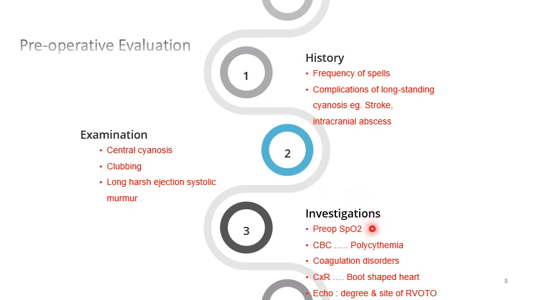Investigations include a preoperative oxygen saturation, which is most commonly between 65 to 85%. CBC will show polycythemia due to cyanosis, which can cause reduced platelet count and coagulation disorders. Chest X-ray will show the classic boot-shaped heart due to the right ventricular hypertrophy. Echo to determine the degree and size of right ventricular outflow tract obstruction.